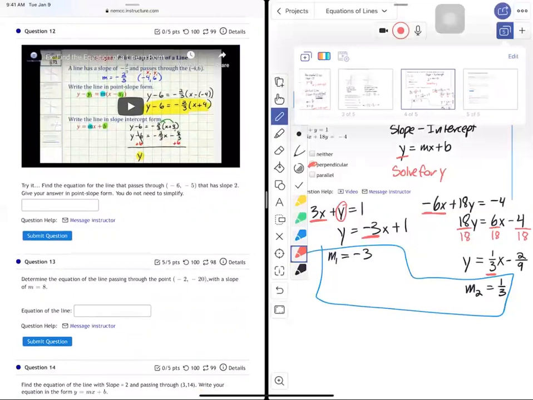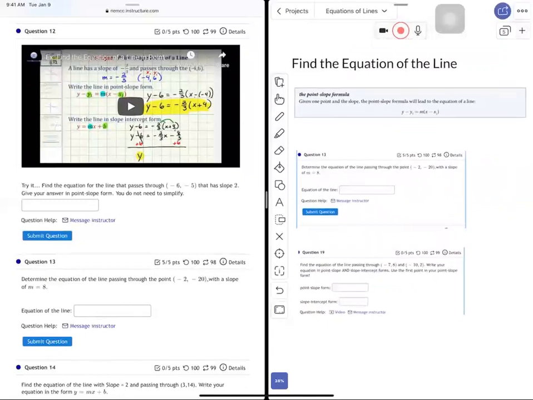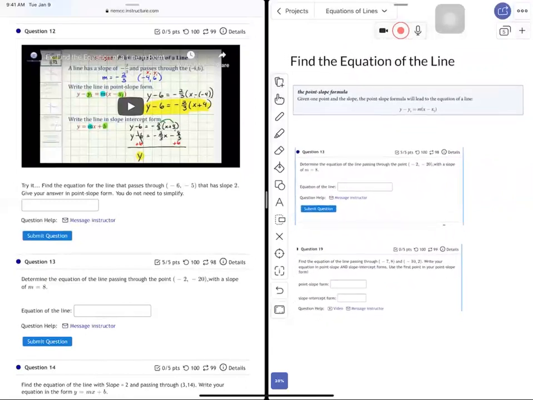Okay, let's go to our last type of problem in this section. These are the longest problems in this section. They require the most work of anything else that we've done. What we're doing here is finding the equation of the line. We're going to be given a little bit of information about the line, and we have to figure out what the equation is from that information.